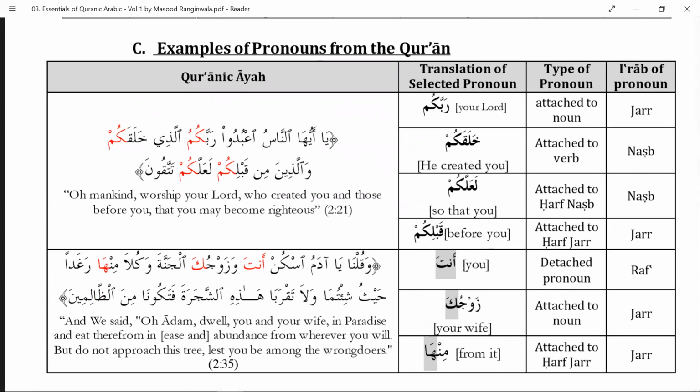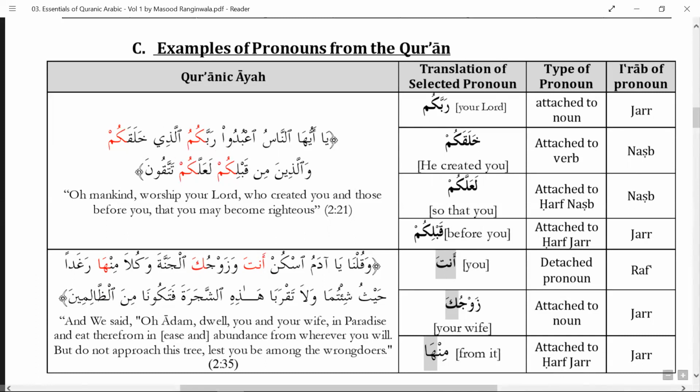O mankind, worship your Lord who created you and those before you that you may become righteous. This is Surah Al-Baqarah, ayah number 21. If you see the red words, Rabbakum. So when you want to know the status of the word, first you will remove the attached pronoun, which is there, kum. Okay, so you should remove that.